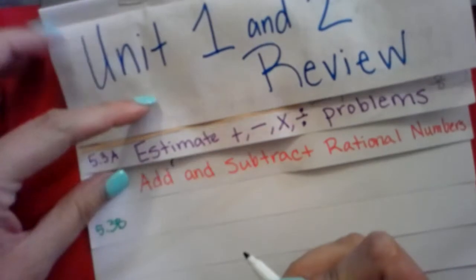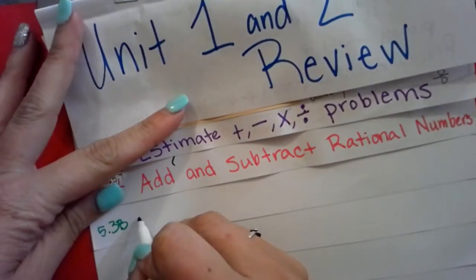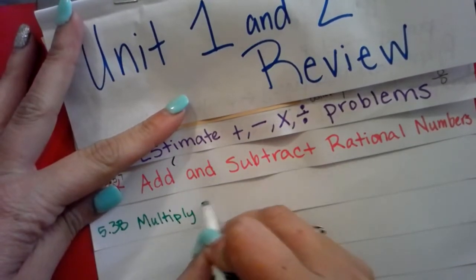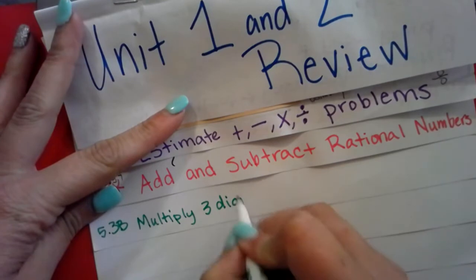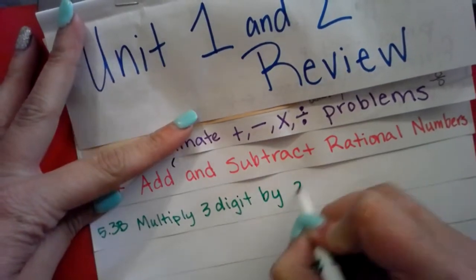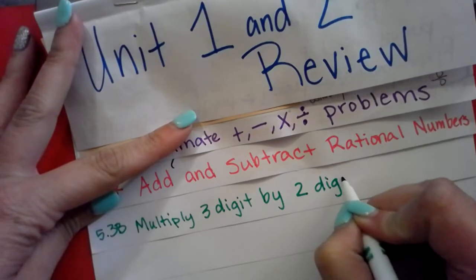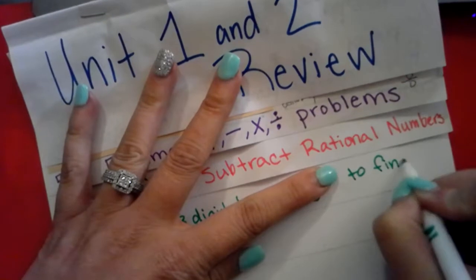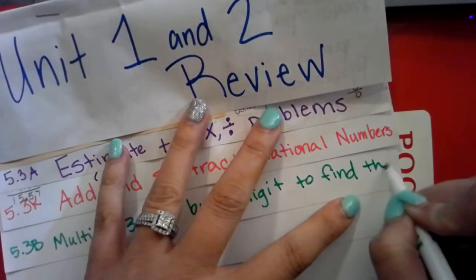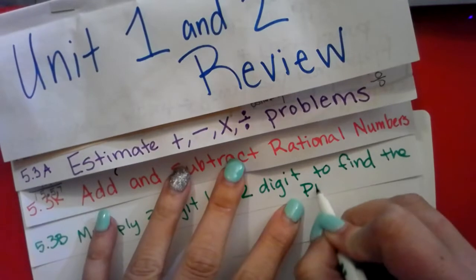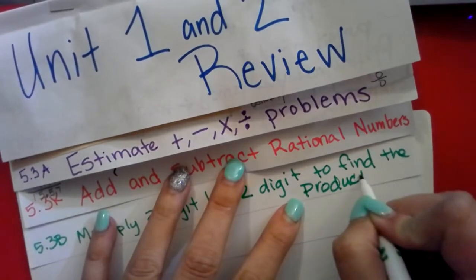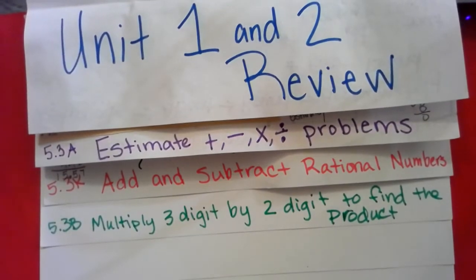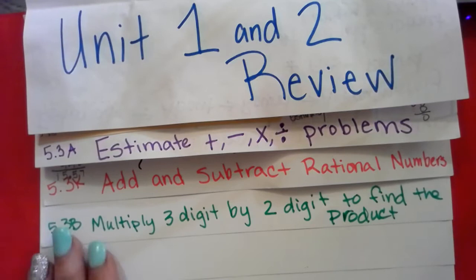And it is multiply 3-digit by 2-digit to find the product. And we all know that product means the answer to a multiplication problem, okay? So those digits are your factors, and then you multiply them to find the product.